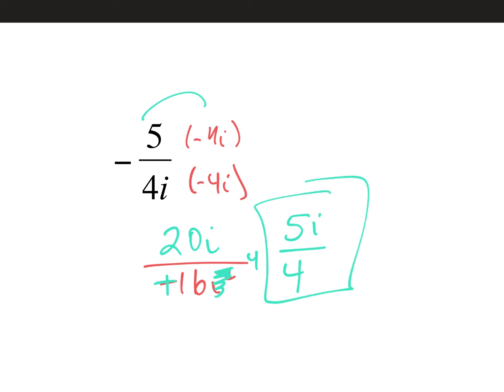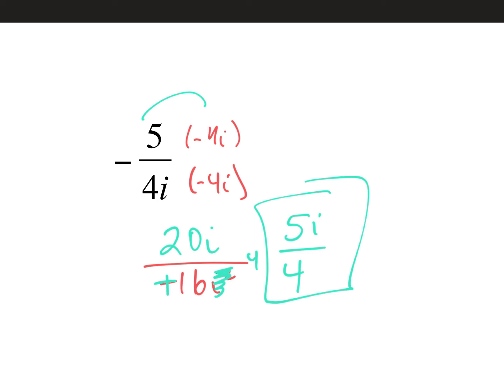Wait, is the 4i negative since it's on the left, negative 5 over 4i? Would it be negative 4i times negative 4i? Well, it just depends on how you look at it. If you put the negative here, then you would multiply this, and then you would not include it with the 5. You can attach that negative sign to either the numerator or the denominator and then just work accordingly. If you put it in the numerator, then you would keep it with the 5. If you put it in the denominator, then you'd multiply by positive.